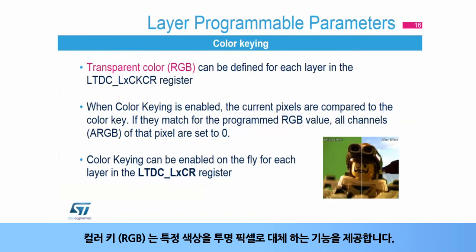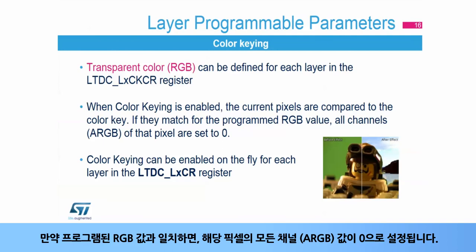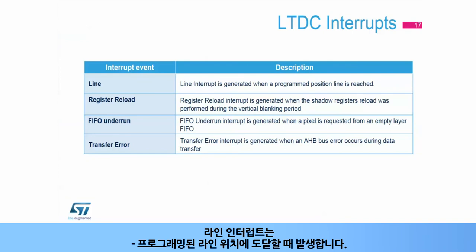A color key, or RGB, can be configured to be representative for a transparent pixel. If color keying is enabled, the current pixels, after format conversion and before blending, are compared to the color key. If they match the programmed RGB value, all channels, or ARGB, of that pixel are set to zero. The color key value can be configured and used at runtime to replace the pixel RGB value. Color keying is enabled through the LTDC LxCKCR register.